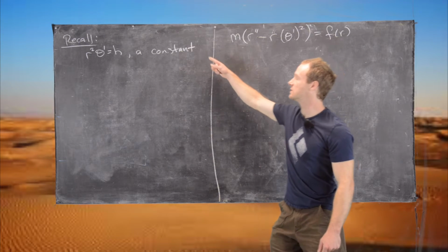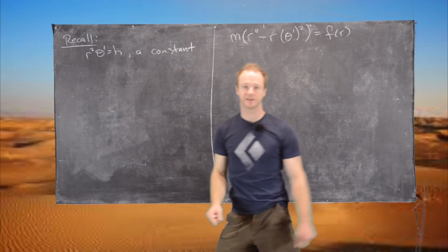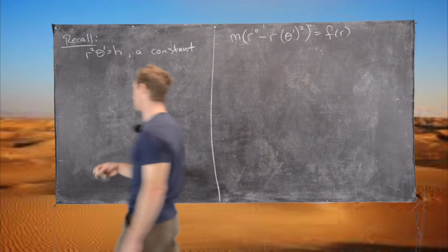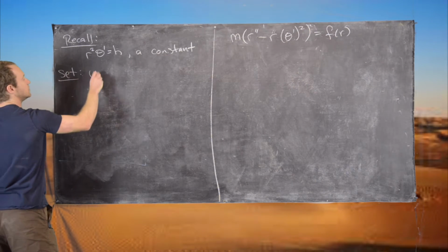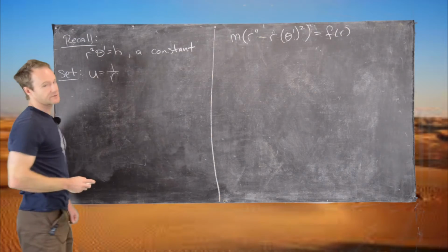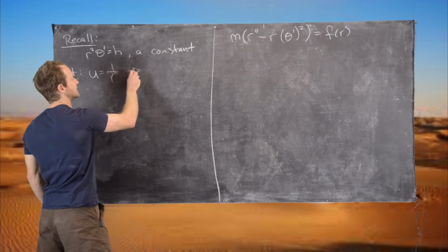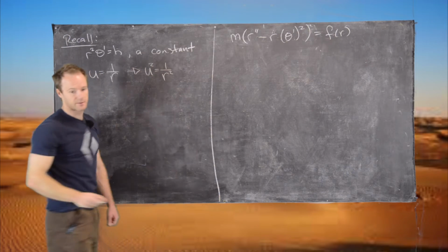And then we also determined that r squared times theta prime is equal to h, which was a constant. So now we want to move on to the following. Let's set u equal to 1 over r, so we're doing a slight change of variables. And so notice that kind of obviously means that u squared equals 1 over r squared.